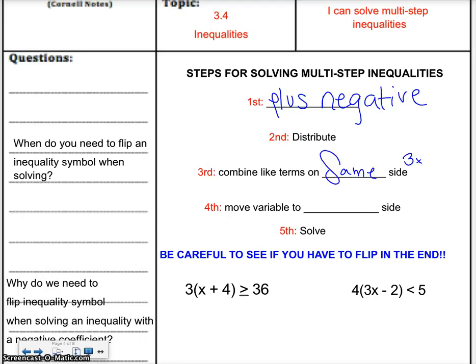Let's write an example. Yay. I'm going to move this over a little bit. Shoot.